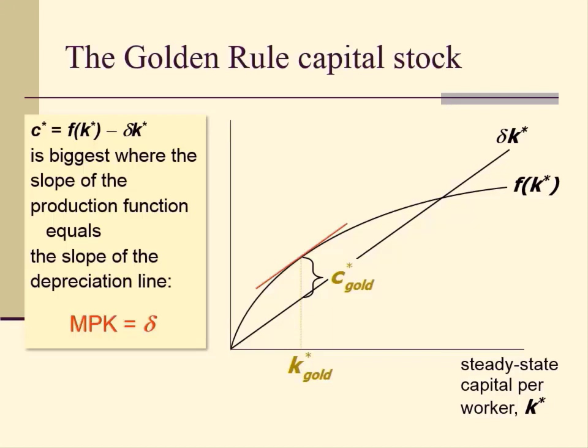And then the slope of the depreciation line, which is delta, should be equal to the marginal product of capital when you found the golden rule level of capital stock, which gives the highest amount of consumption per worker at steady states, at different steady states. I can show you why MPK equals delta when the golden rule level of capital stock per worker is achieved during our Zoom session.